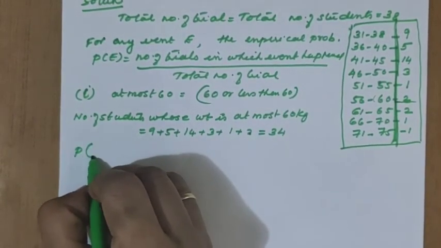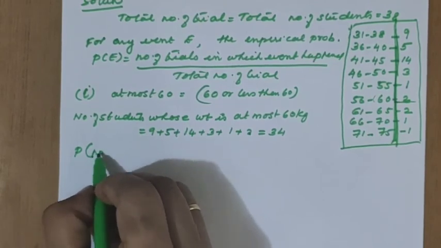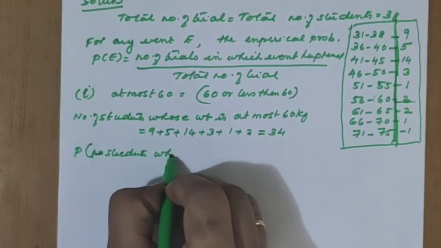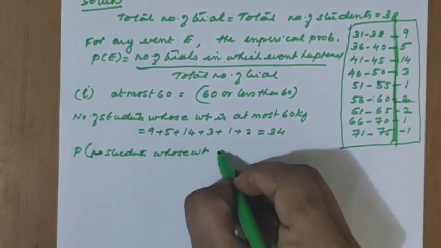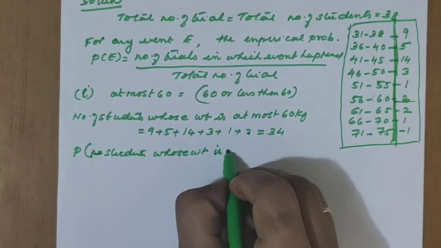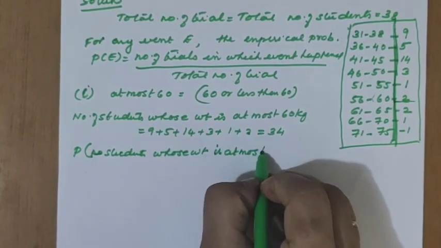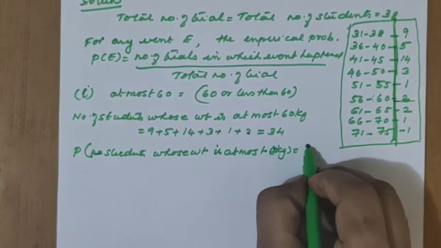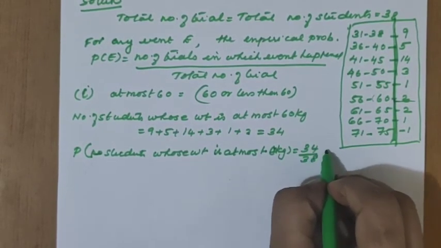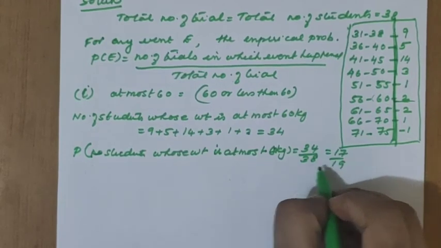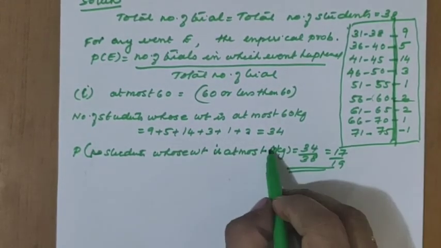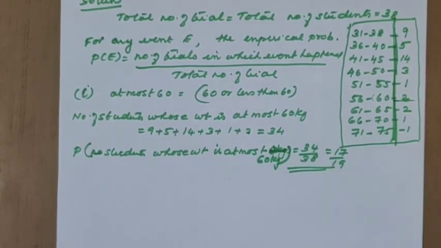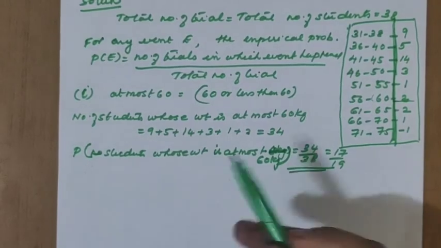So P, probability of students whose weight is at most 60 kg, 34 by 38. Simplified, it is 17 by 19. So what is the meaning of at most 60? It means the maximum value is 60 and less than 60 is possible. All are favoring that one.